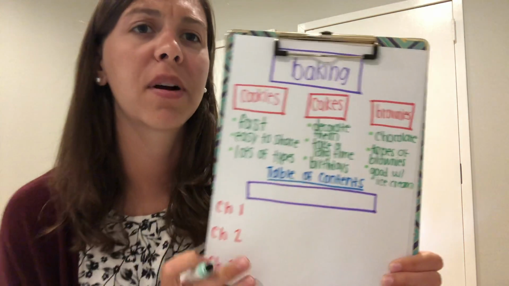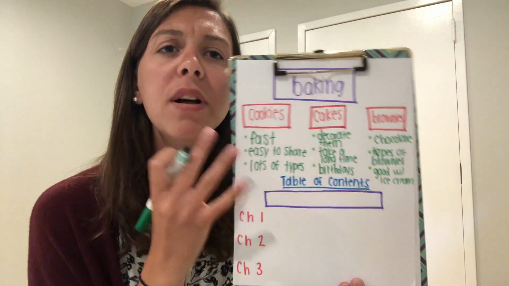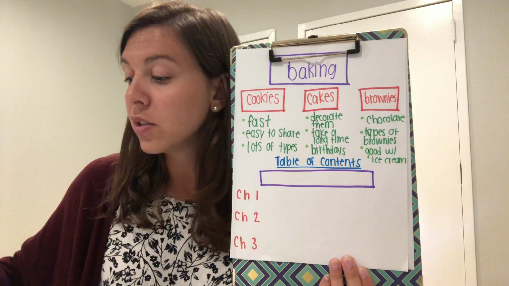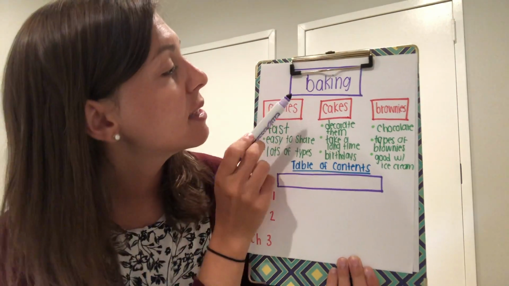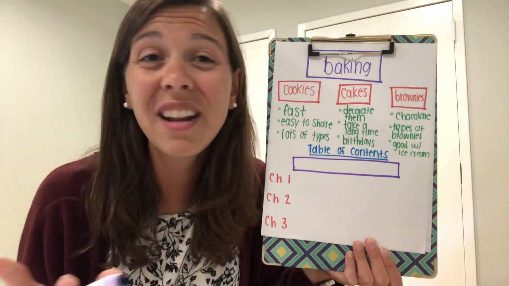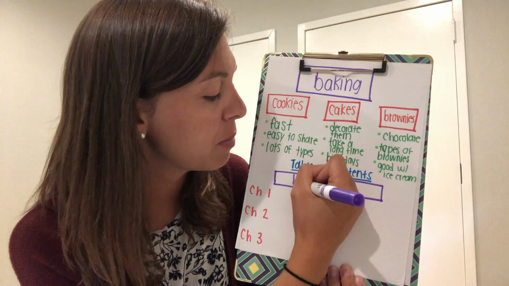So I did the hard part. I did all my planning. And what I want you to think about is how this connects to our table of contents. So this is the fun part for me, is that we thought about baking as our topic. So in our table of contents, the title of my book would be all about baking. It would be baking.